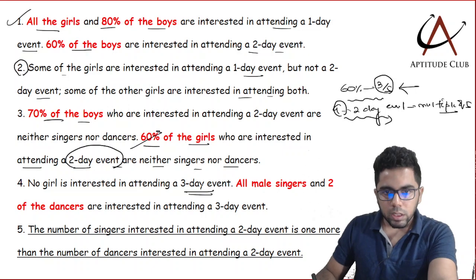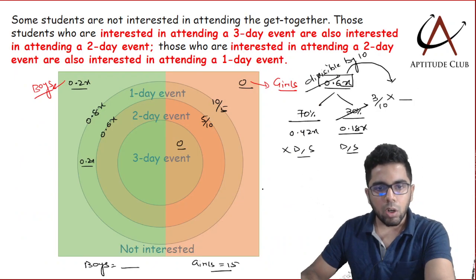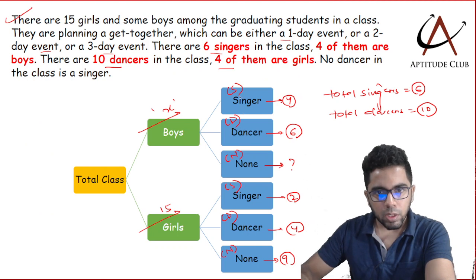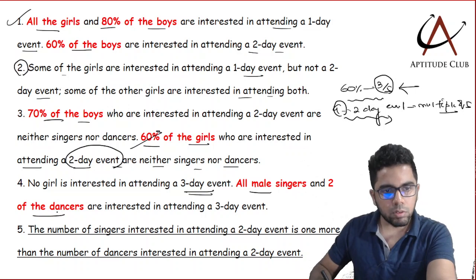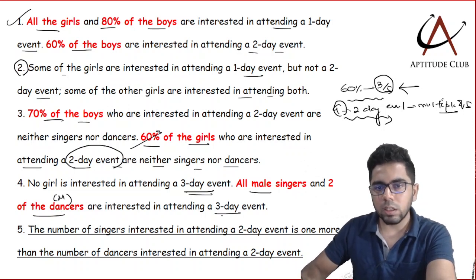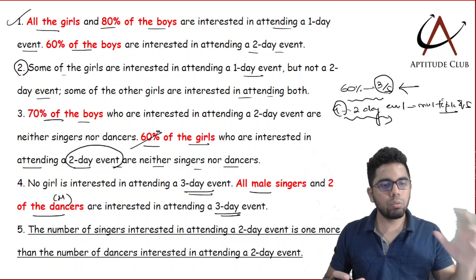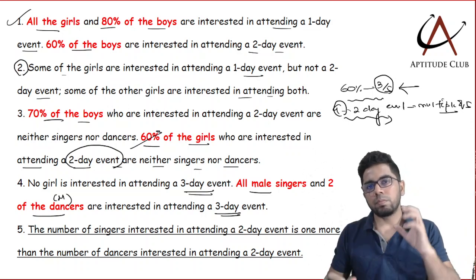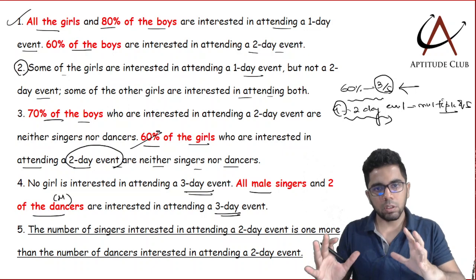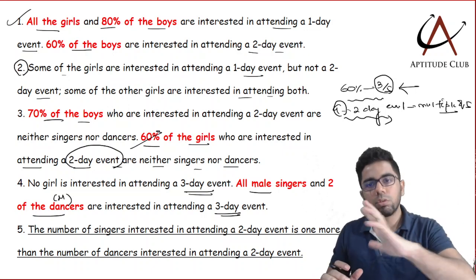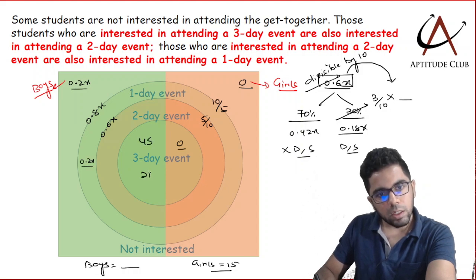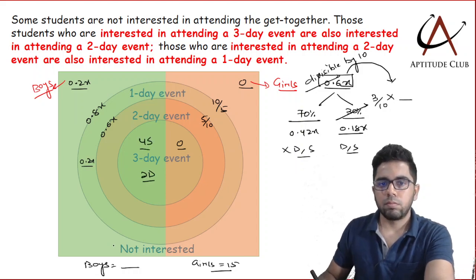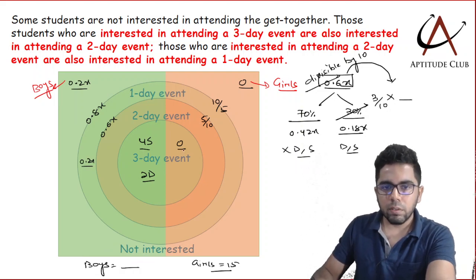Now, no girl is interested in the 3-day event. This is done: all male singers. How many male singers do we have? We have 4 male singers. All male singers and 2 of the dancers are attending the 3-day event. Now, these 2 dancers have to be male because they are attending the 3-day event. Think about this: in the 3-day event there is no girl coming. So the two dancers going are also male. So I can write here that it is 4 singers and 2 dancers. And since no girl is going to the 3-day event, how many people are there here? 6 people.